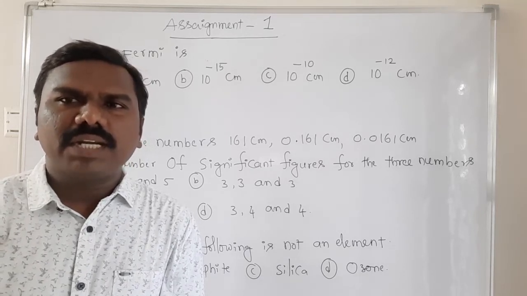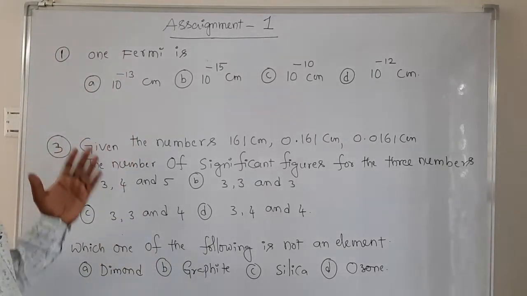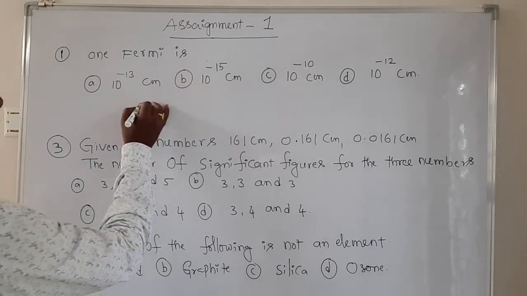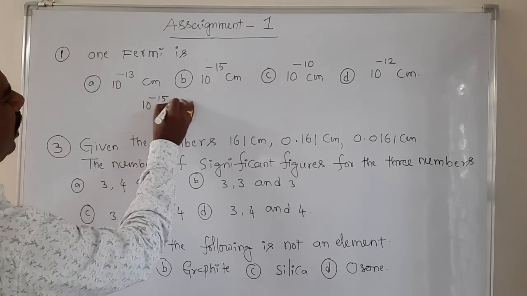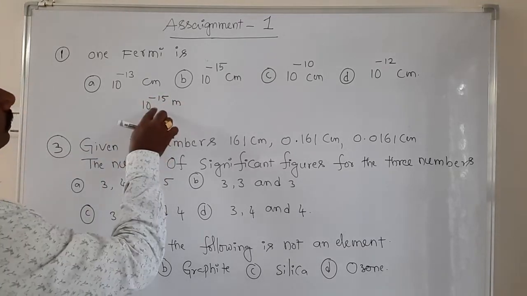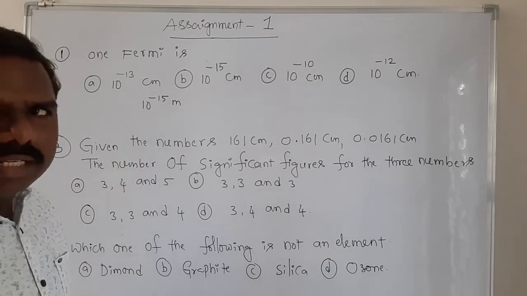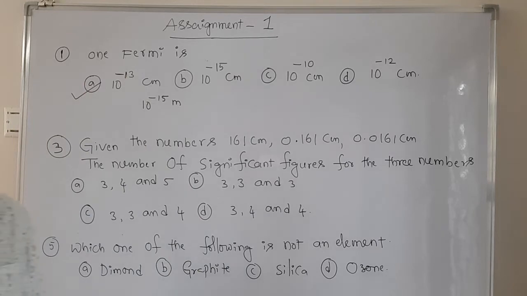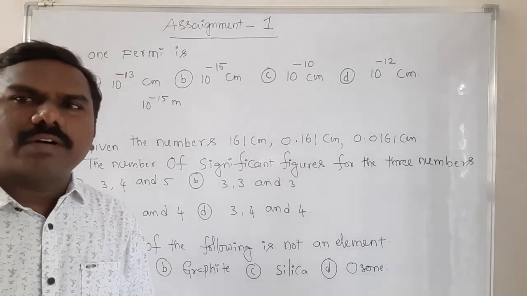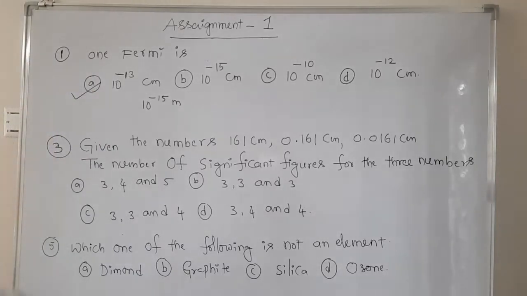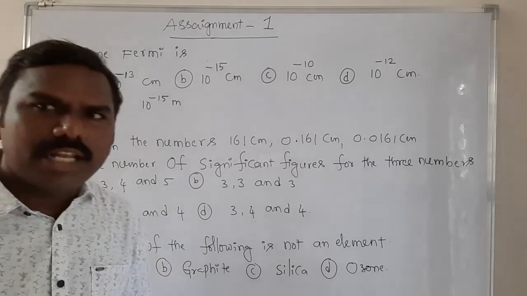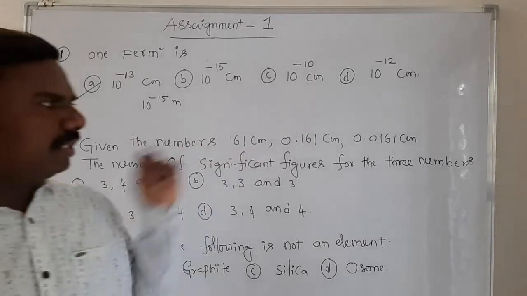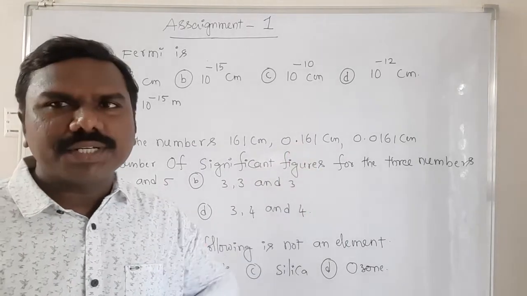In that, the first bit is 1 Fermi. 1 Fermi is nothing but 10 to the power of minus 15 meters. If it is converted into centimeters, it will be 10 to the power of minus 13 centimeters. 1 Fermi is equal to 10 to the power of minus 15 meters, otherwise 10 to the power of minus 13 centimeters.